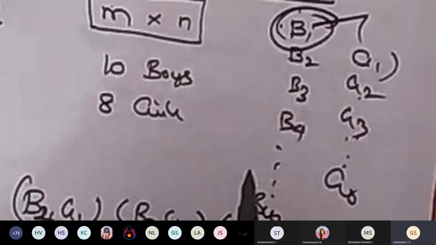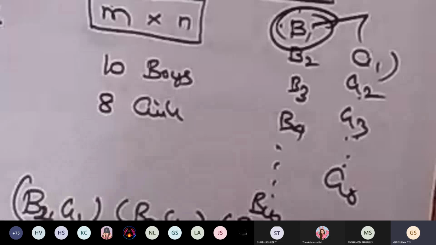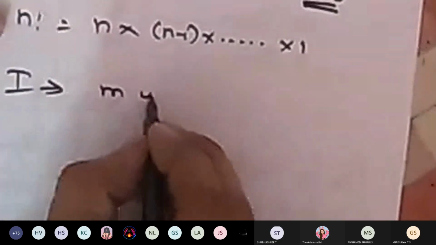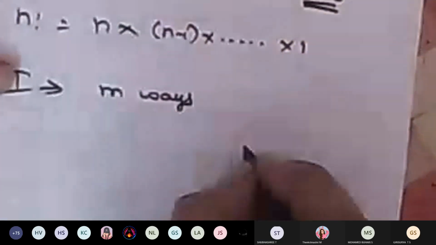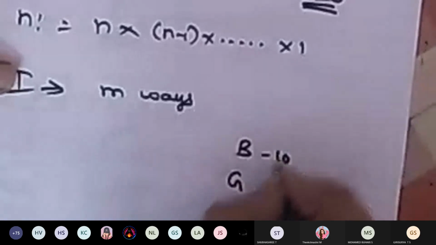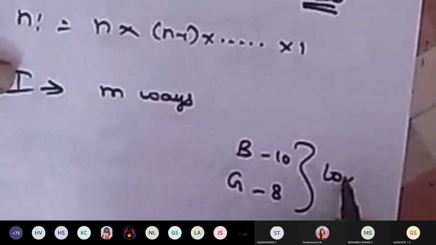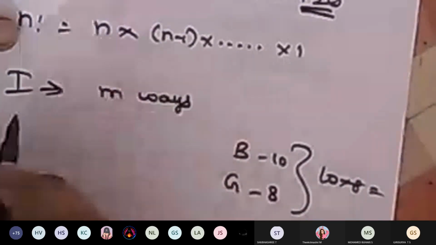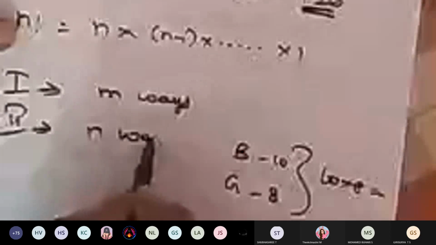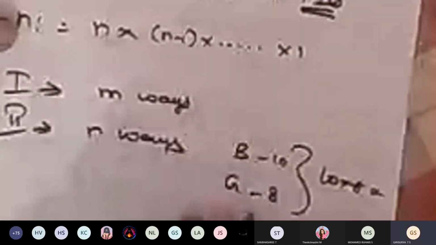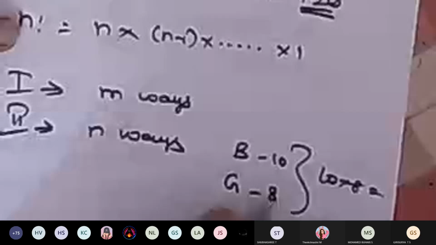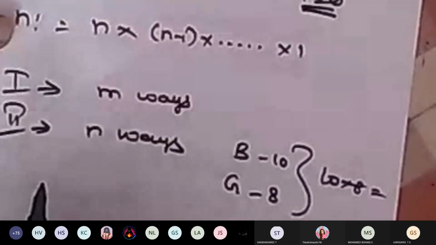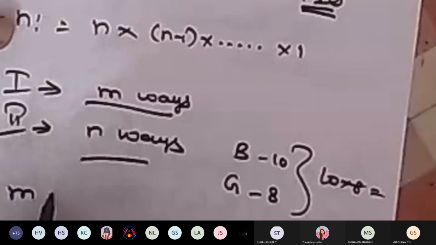80, sir. m n ways. See, there are two different things. The first thing can be done in m ways. Here, in the example I gave, there are 10 boys and 8 girls, so the total number of combinations is 10 into 8, 80. In the generalized form, the first job can be done in m ways and the second in n ways. So what is the total number of ways possible with m ways and n ways? m into n.